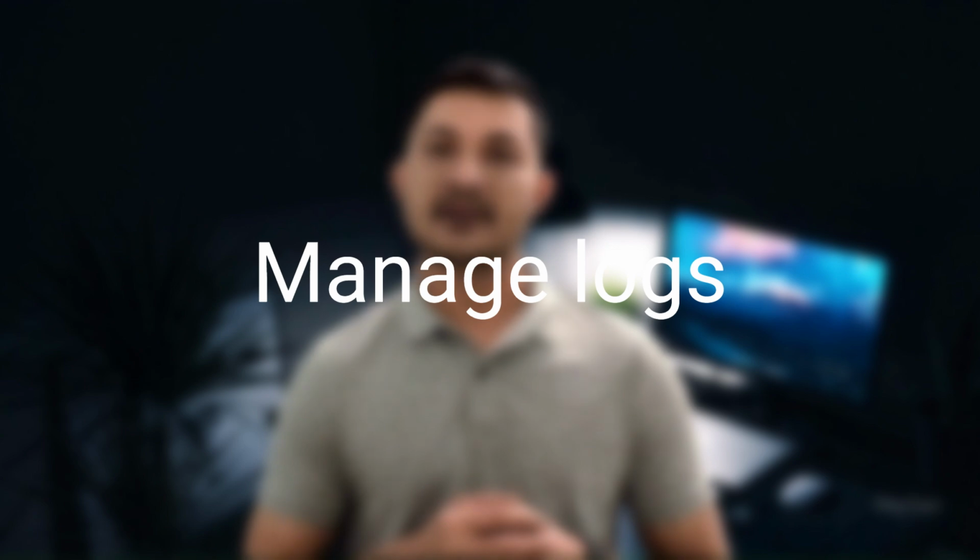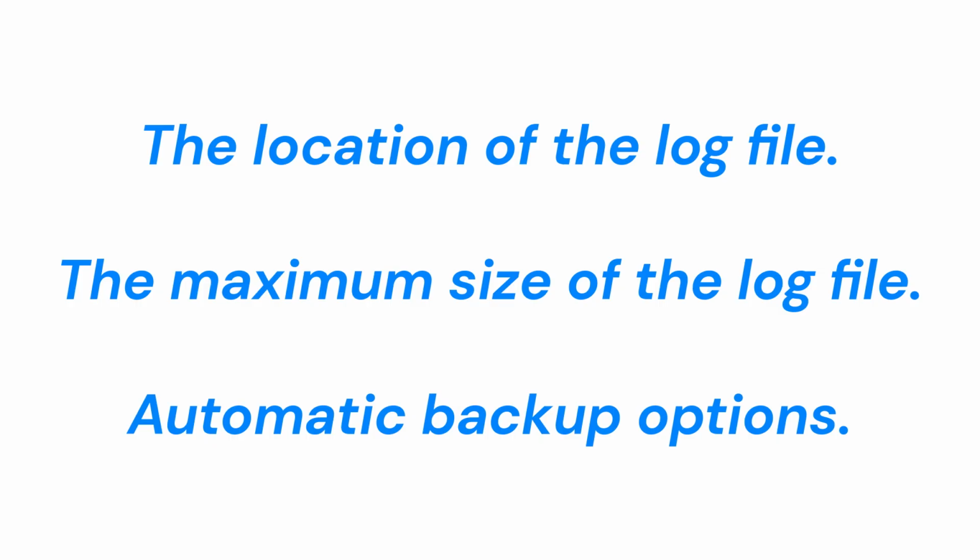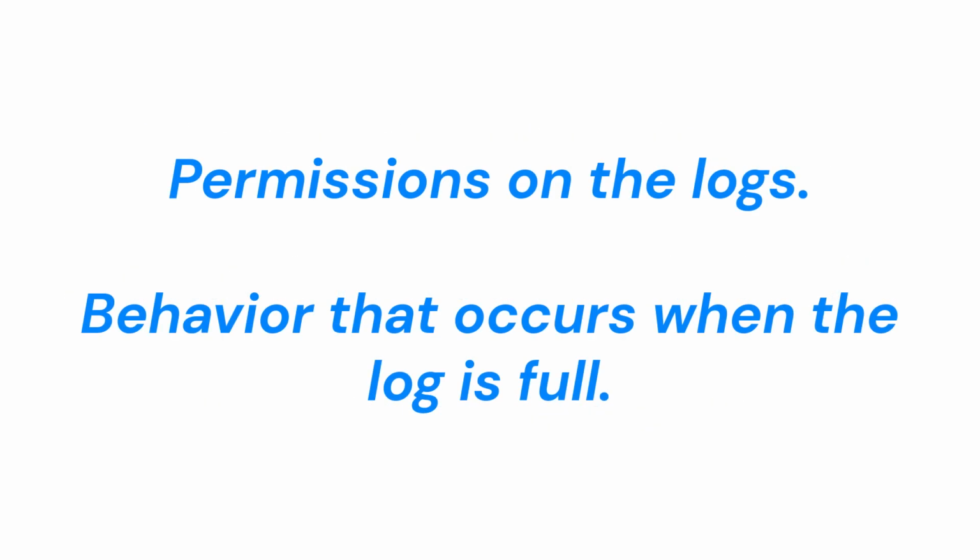Manage logs. If you want to clear a log manually, you must sign in as a local administrator. If you want to configure event log settings centrally, you can do so when you use Group Policy. To do this, open the Group Policy Management console for your selected Group Policy object, GPO, and then navigate to Computer Configuration, Policies, Administrative Templates, Windows Components, Event Log Service. For each log, you can define the location of the log file, the maximum size of the log file, automatic backup options, permissions on the logs, and behavior that occurs when the log is full.